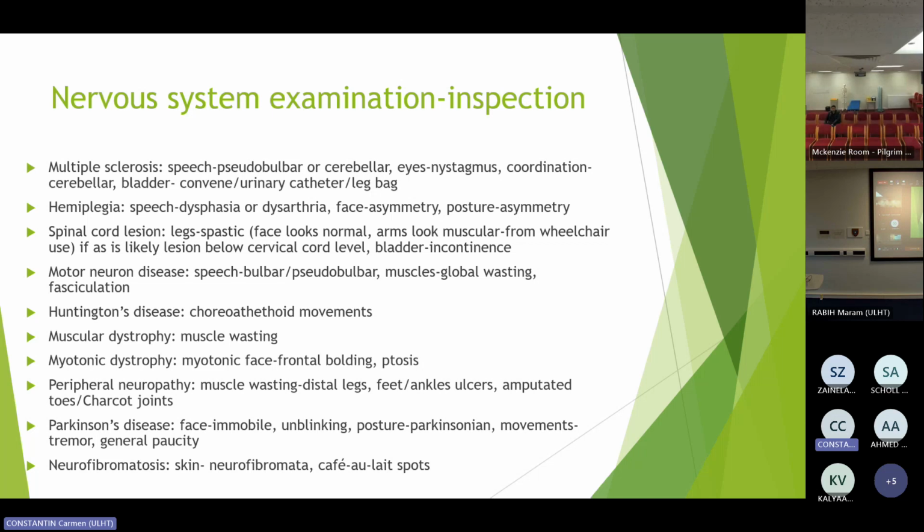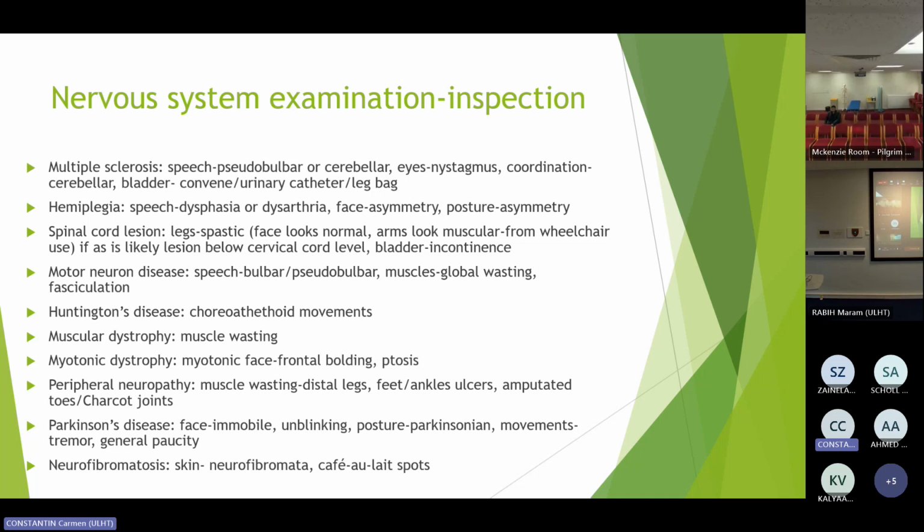So, for example, in inspection, it's very important to have red flags and a very low threshold. For example, in multiple sclerosis, you have bulbar or pseudobulbar speech, or cerebellar signs. You have eye changes on examination, nystagmus, you have coordination changes, so cerebellar signs, you have incontinence, so you can have a catheter, a leg bag.